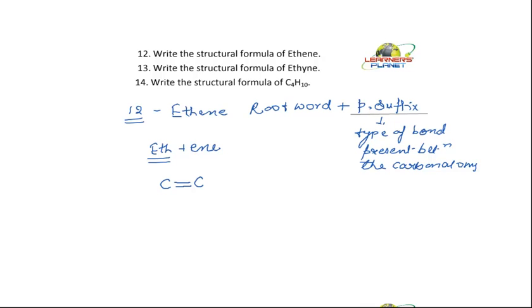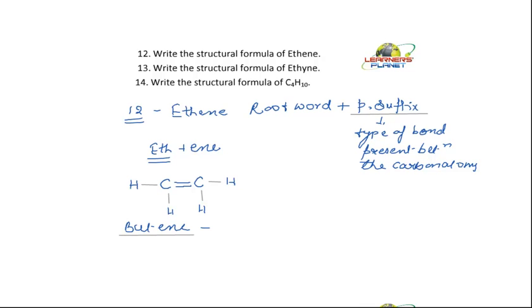Now what is the valency of carbon, students? It is 4. So to how many hydrogen atoms should it be bonded? Each carbon should be bonded to 2 other hydrogen atoms. Now this is the structural formula of ethene. So likewise, if you are provided with any alkene, you first try to find out the root word there. Say, if I am saying propene or butene, now here what is the root word?